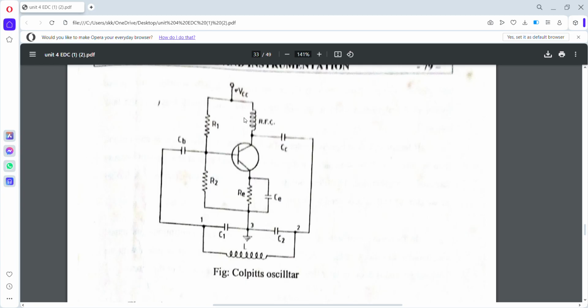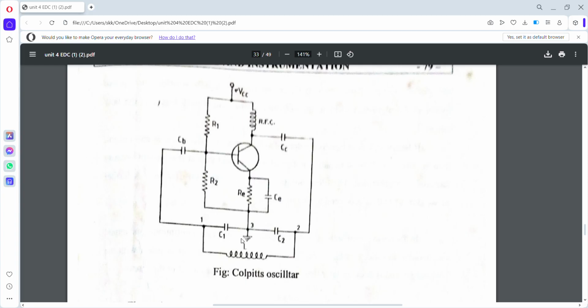In the collector we are using an RFC choke. Instead of RFC we are using RC as a resistor. It's not a problem. Then the emitter has a resistor called RE. This capacitor is called CE, the bypass capacitor. Any excess AC that comes goes directly through the capacitor to the ground. A capacitor only allows AC. In class I told you CAC: capacitor allows AC.